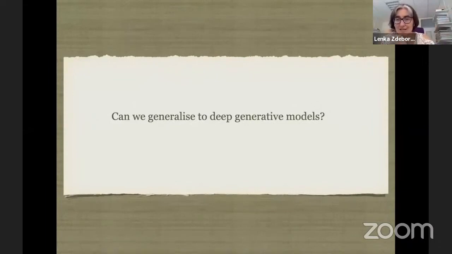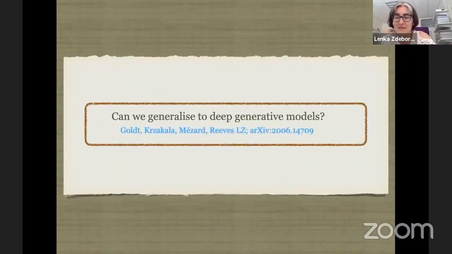So a natural question is, can we actually generalize this analysis and this idea to deep generative models? Can we create the input data from several layers? And that's an interesting question. And the third paper that I was giving in one slide is answering positively this question. And that's what I want to show you here.